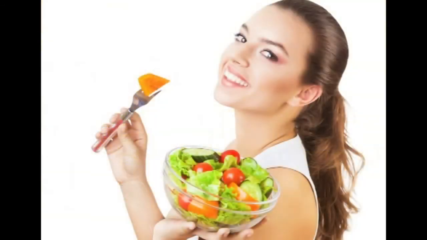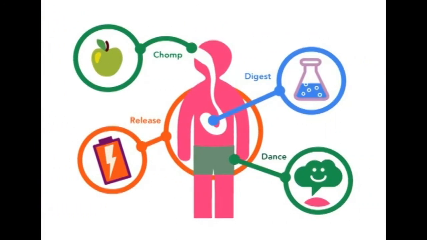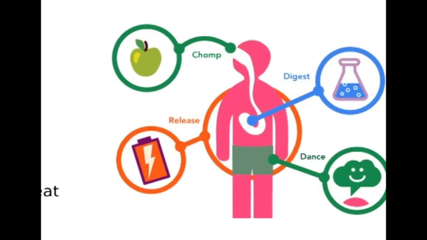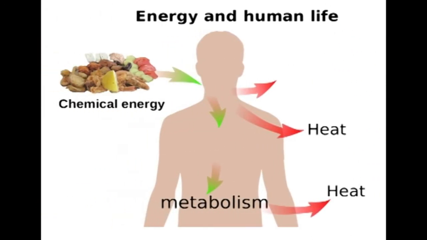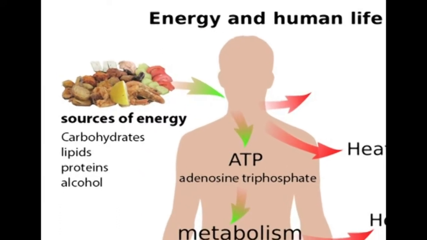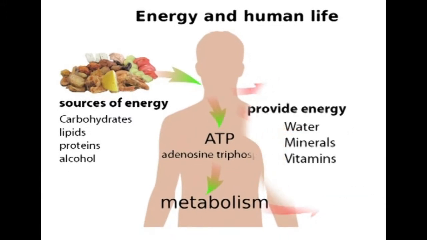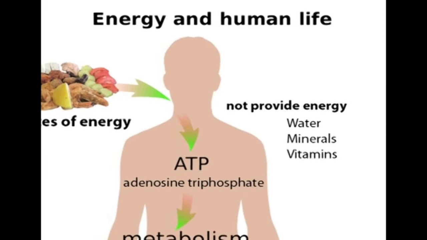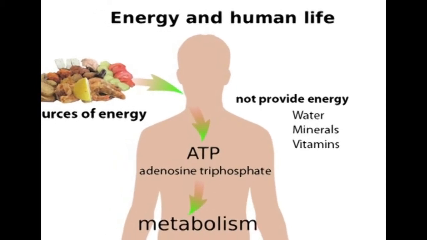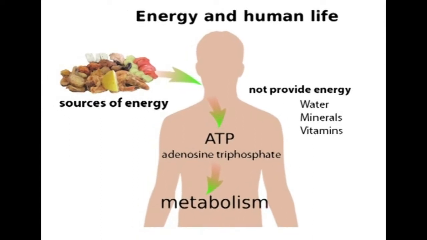Now, the energy within the chemical constituents of the food, which is trapped, needs to be released in the form of heat so that the body moves. Hence, in nutrition, we are talking about chemical energy, which is typically the ATP, adenosine triphosphate. Carbohydrates, lipids, proteins, and also alcohol are the main sources of energy. However, water, minerals, and vitamins play an essential role in metabolism, though they do not directly provide any energy.